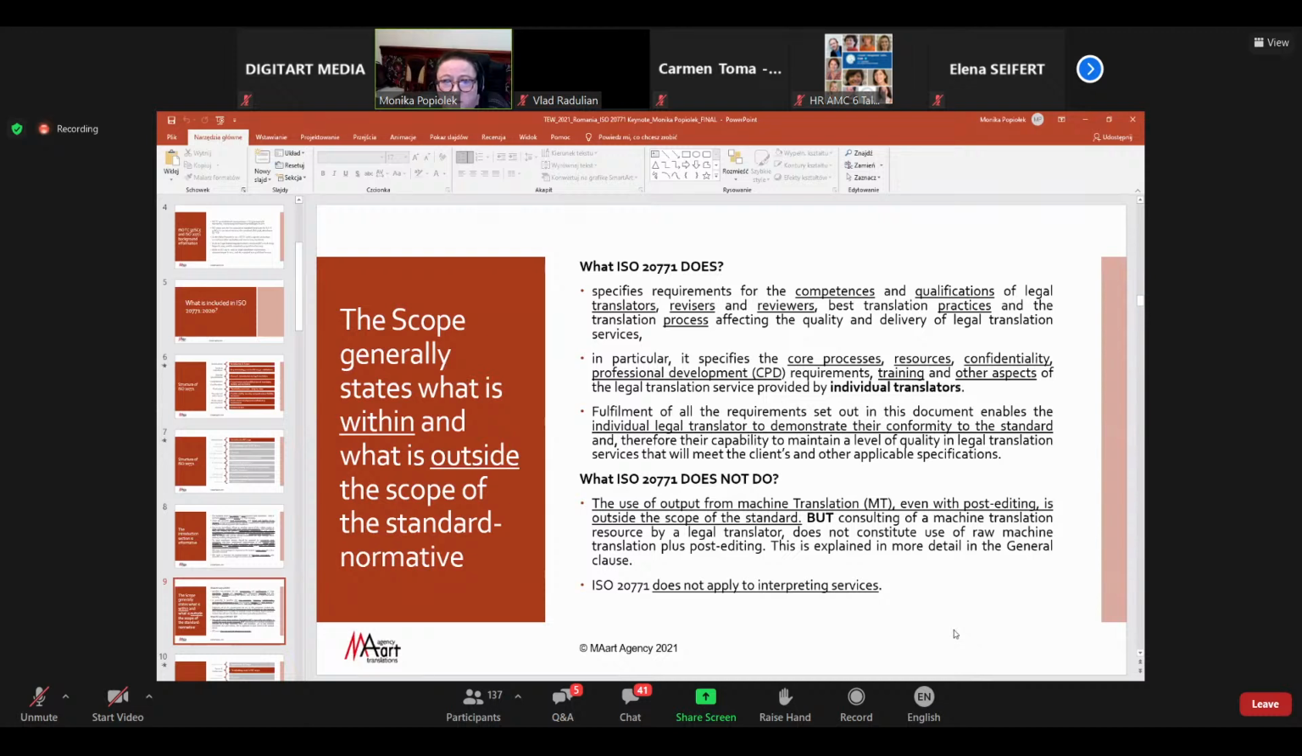And another thing that ISO 27701 does is it also describes which requirements have to be fulfilled and how the individual legal translator has to demonstrate their conformity to this standard. And of course, it's understood that if they demonstrate conformity to this standard, it also demonstrates their capability to maintain a level of quality in legal translation services that will meet the client's and other applicable specifications.